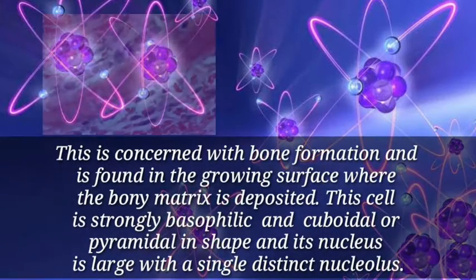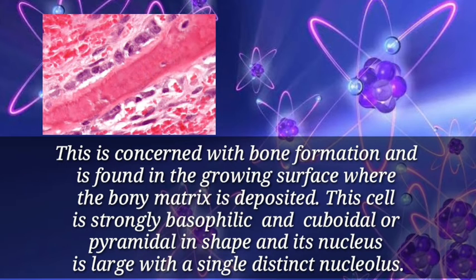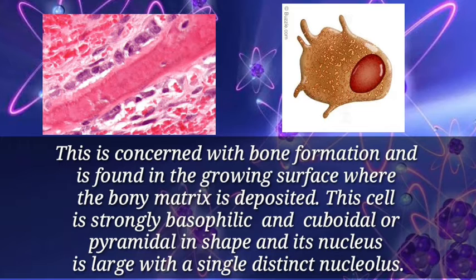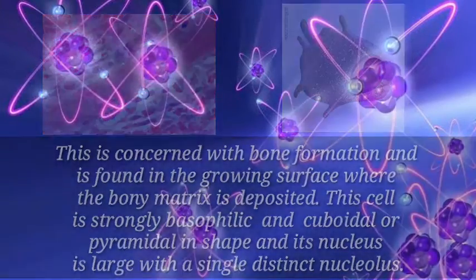This is concerned with bone formation, and it is found in the growing surface where the bony matrix is deposited. This cell is strongly basophilic and cuboidal or pyramidal in shape, and its nucleus is large with a single distinct nucleolus.